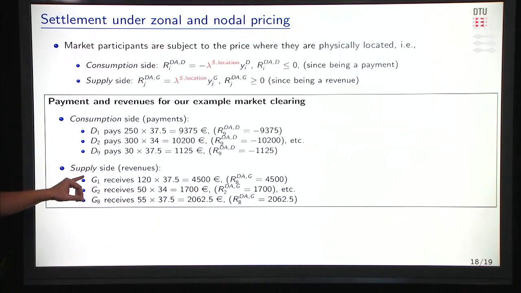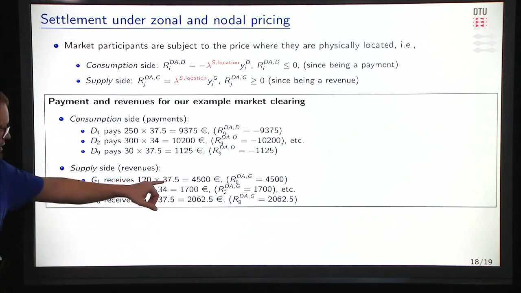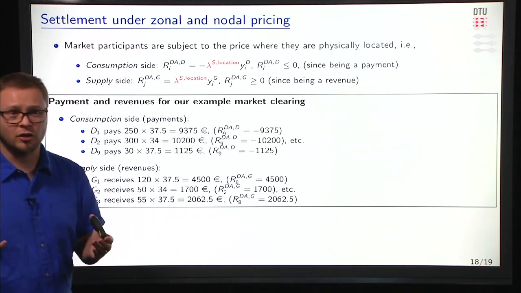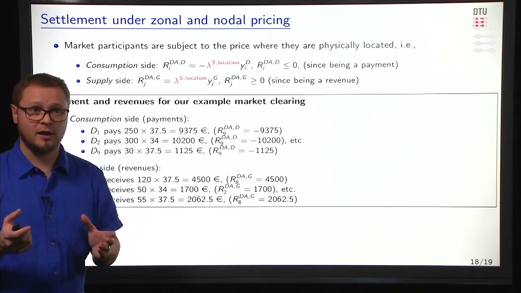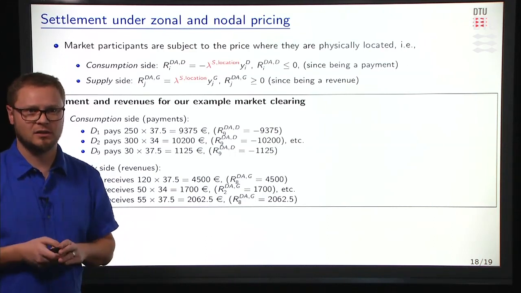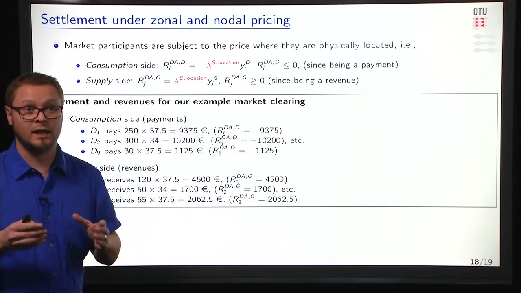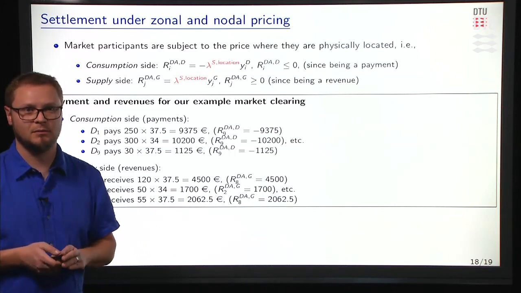Same goes on the supply side. G1, which is in DTU West, will receive the price of DTU West. G2, which is in DTU East, will receive the price of DTU East. You may start thinking, is this fair or not? It is not about fairness, it's about respecting the physics of the power system and actually getting the price that relates to your local supply and demand equilibrium.